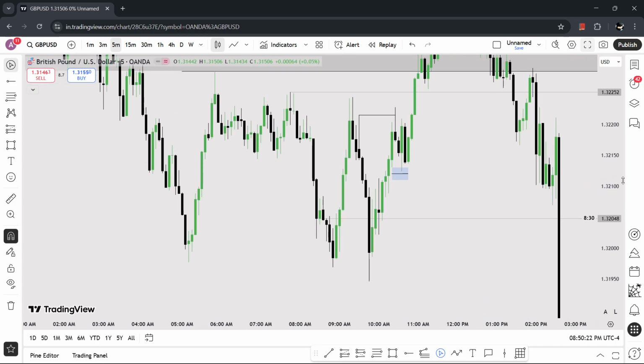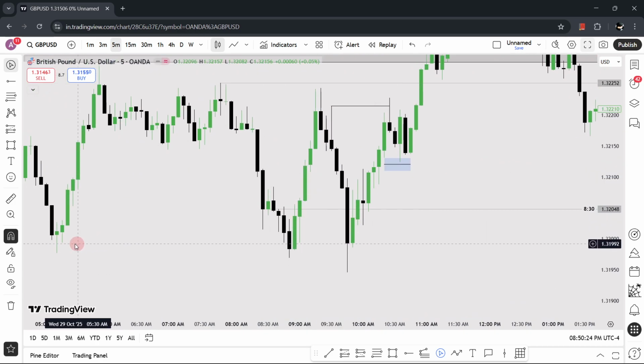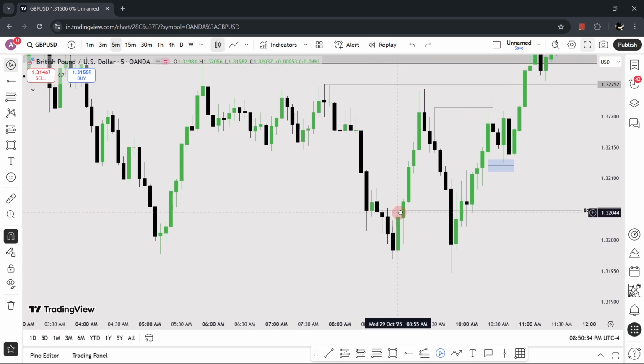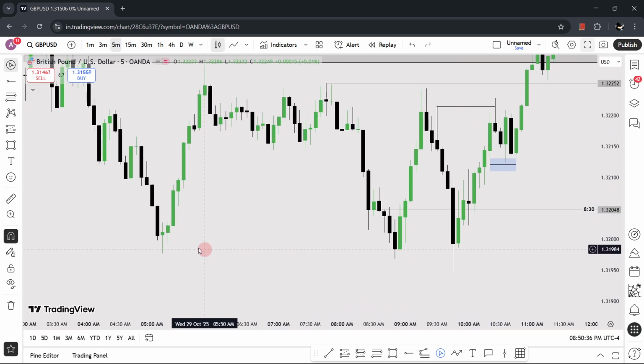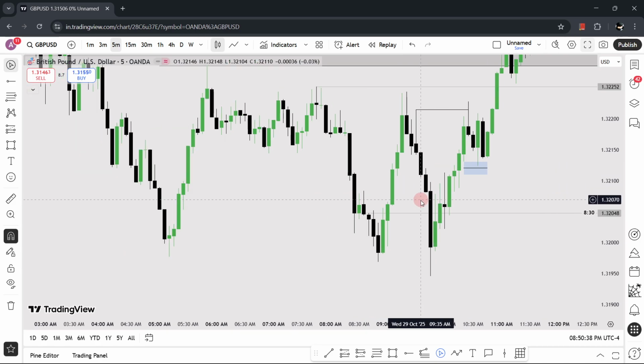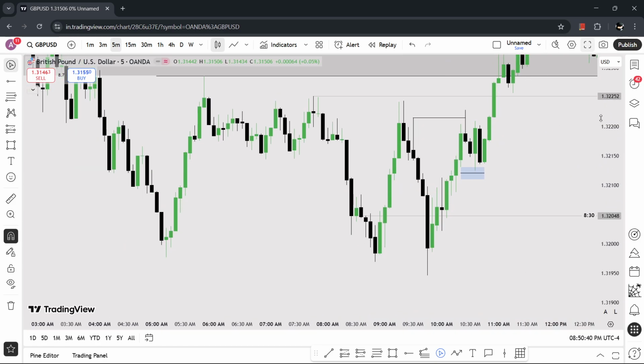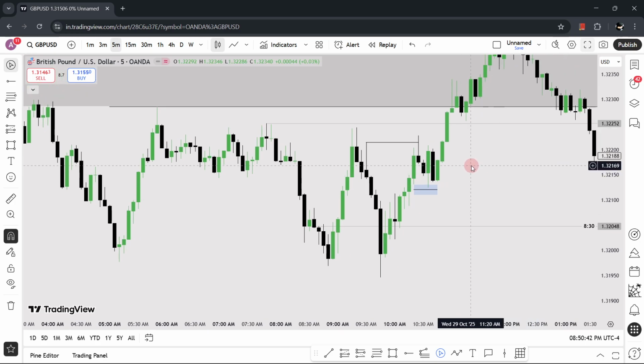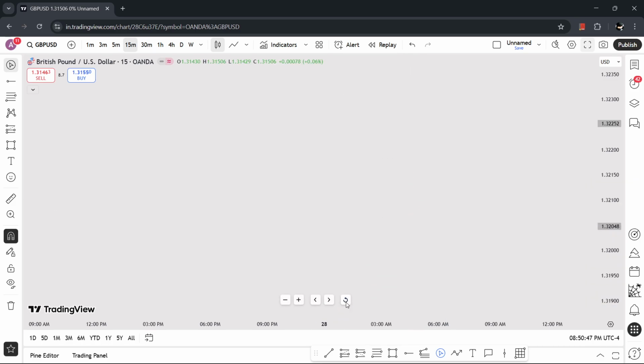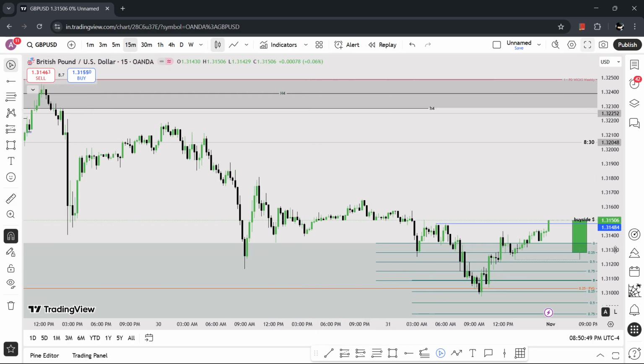Now you can see that the relative lows were taken around after 9:30. It was kind of accumulating here. I think I removed many of the drawings. I can't just remember. And in the 15-minute chart, I think I told you that.